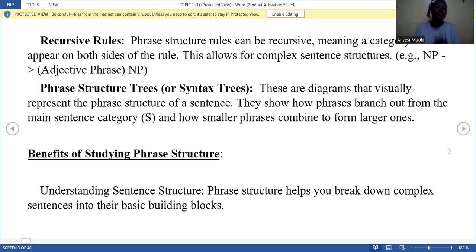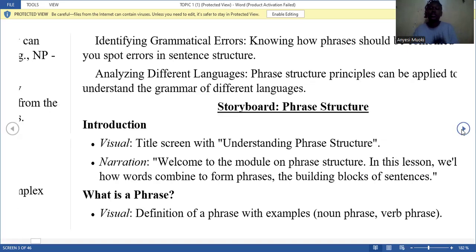And we have the benefits of studying phrase structure. There is understanding sentence structure. Phrase structure helps you break down complex sentences into their basic building blocks. For example, when you use the phrase tree structure, we break down the phrases and the sentences into words and their building blocks so that people can understand more about the words and the sentences.